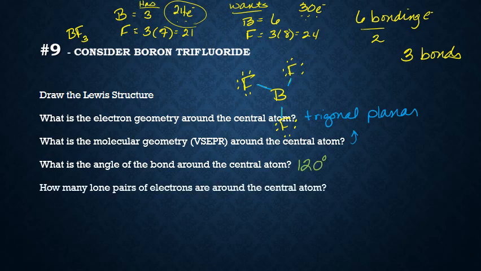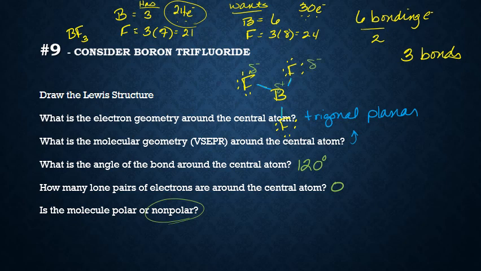And I've already answered this one. There's no lone pairs on the central atom. Nope. And the molecule in this case is nonpolar. Even though this is partially negative, this is positive, that same pattern repeats. There's not a single area around this molecule where I have a bunch of negatives on this side, a bunch of positives on this side. The molecule is symmetrical all the way around, so it is nonpolar.